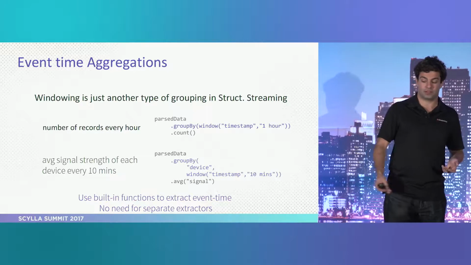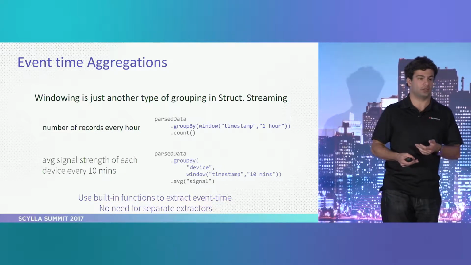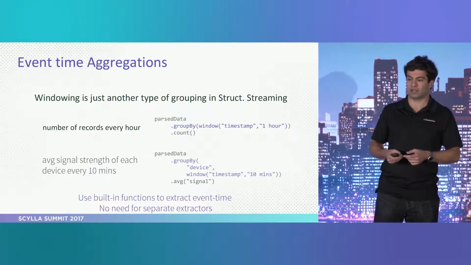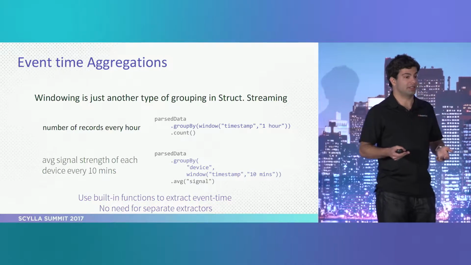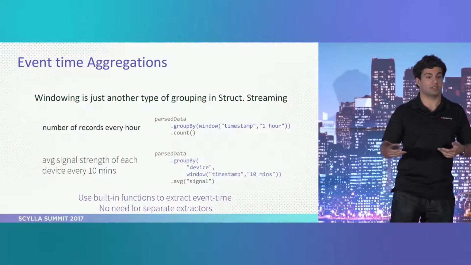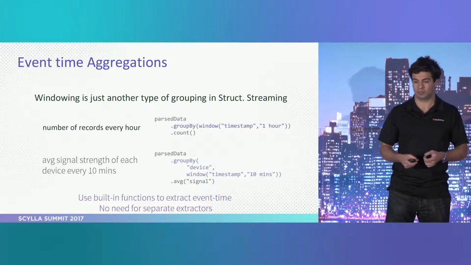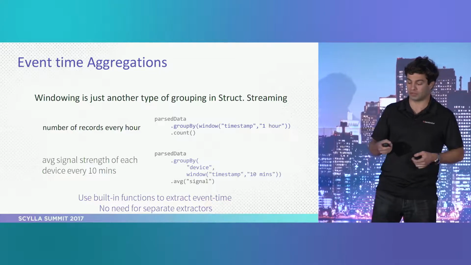And you use built-in functions to extract event time from your records. Therefore, you don't need any separate extractors, which is a common complexity in other streaming systems. It's basically in your data and you can do whatever you want with it. You can change timestamps, you can change time zones. It's totally up to you. And you have the power of Spark and all the built-in functions helping you do these things.